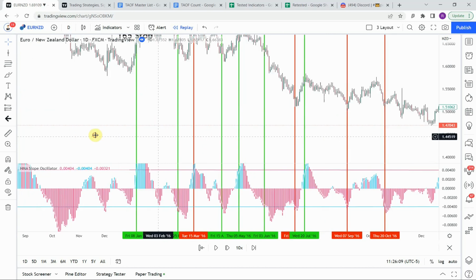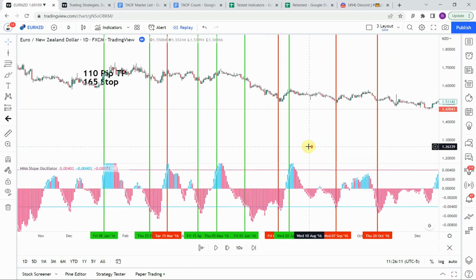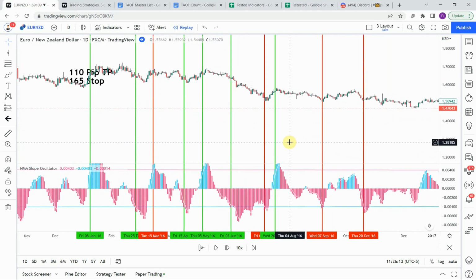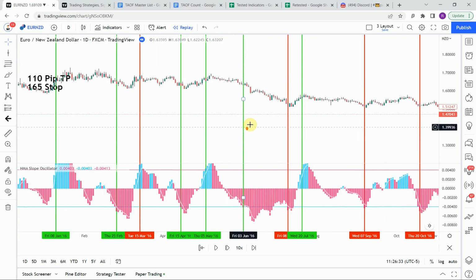All right, back to our indicator here. Let's get everything in focus. All right, so let's go ahead and count it out and see what we have. So 1, 2, 3, 4, 5, 6, 7, 8, 9, and 10. So we have 10 trades all together, and we have 1, 2, 3, 4, 5, and 6 winning trades.